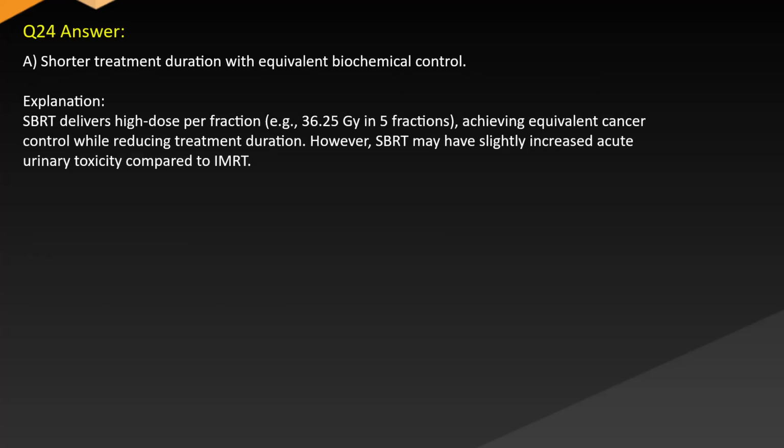Answer: A. Short treatment duration with equivalent biochemical control. Explanation: SBRT delivers high dose per fraction, e.g. 36.25 Gy in 5 fractions, achieving equivalent cancer control while reducing treatment duration. However, SBRT may have slightly increased acute urinary toxicity compared to conventional RT.